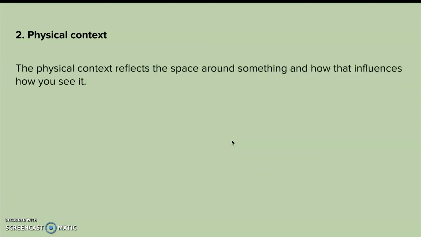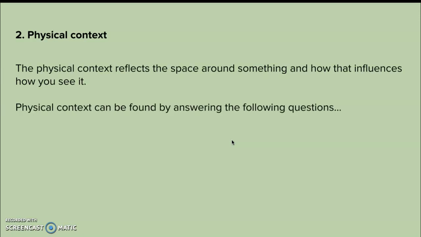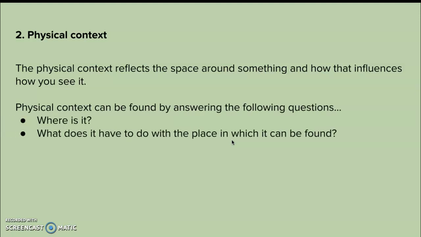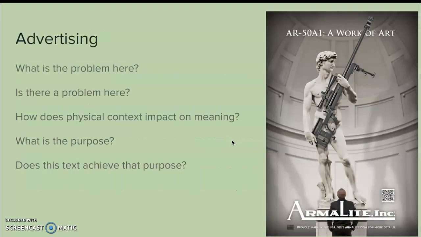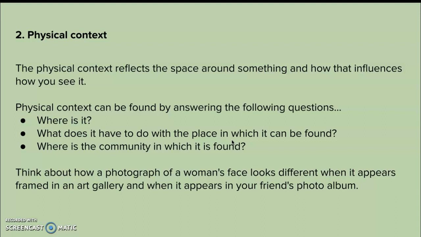Next context is physical context. So this is the space around something and how that influences how you see it. We'll look at an example in a minute. So this is how we find the physical context. Where is it? What does it have to do with the place in which it can be found? And where is the community in which it is found? So a good example of that is when you look at a photograph of a woman's face. It looks different when it's framed in an art gallery to when it's in your friend's photo album. It has different significance.